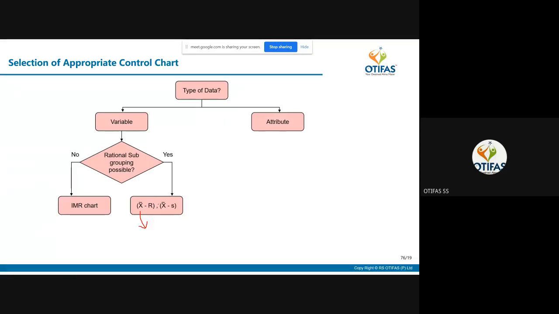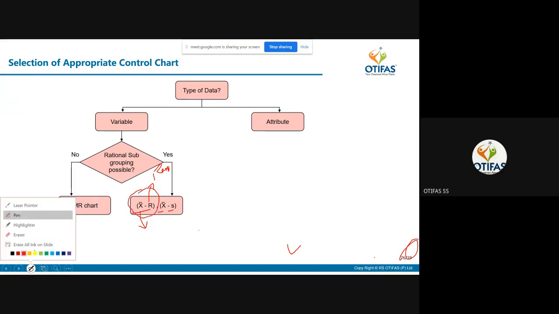What is S? Standard deviation. So what is R? Range. When you have fewer samples, standard deviation will not give you a good comparison. So at that time, instead of standard deviation, use range. Now S is standard deviation. So you can use X bar S or X bar R, wherever grouping is possible.